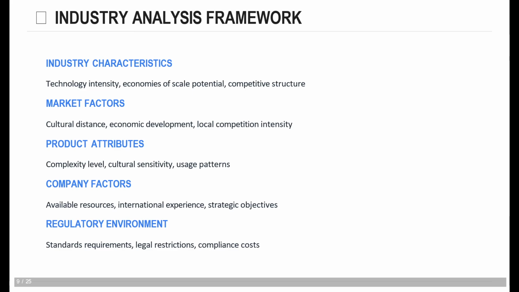Next, we have the company factors. Does the company have the resources and experience to manage local adaptations? What are its strategic objectives? And the last one, regulatory environment. Are there local standards, legal restrictions, or compliance costs that must be considered? For example, a pharmaceutical company must adapt to local regulations, while a software company may be able to standardize more easily.